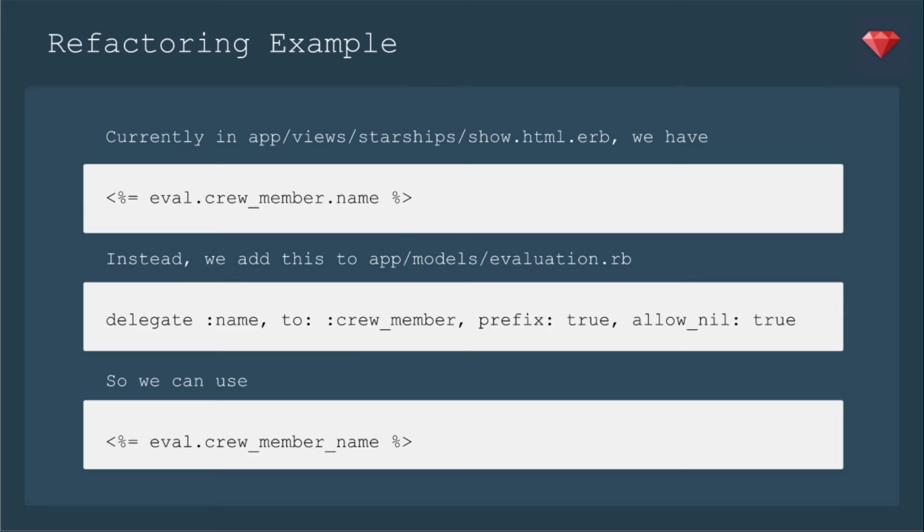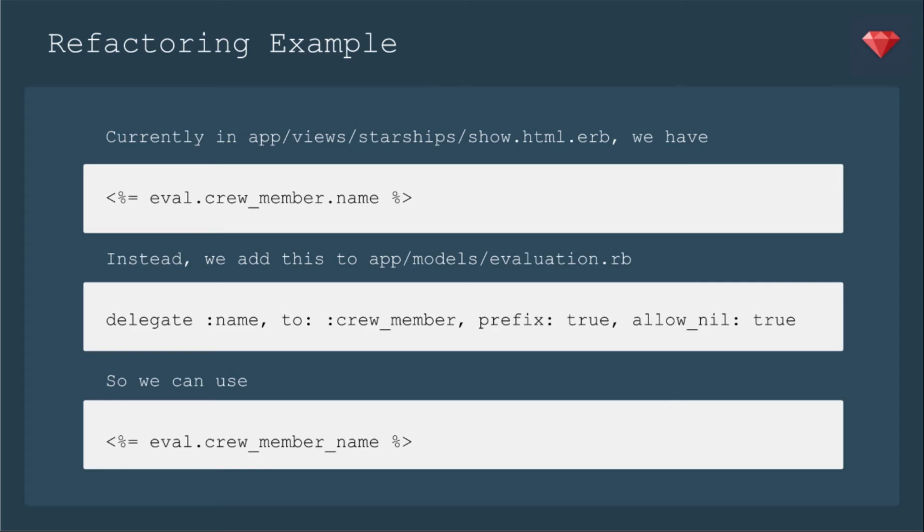this view. And since the Law of Demeter is widely accepted as something you should follow, Rails has a helper method for it. It's called delegate. So in your evaluation model, you can delegate name to crew member, so the crew member's name, and we're going to say prefix true, and that's how we're going to write our helper method.